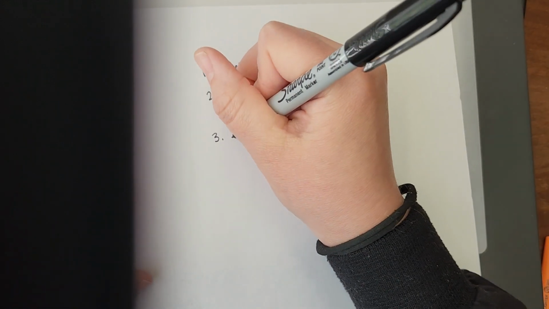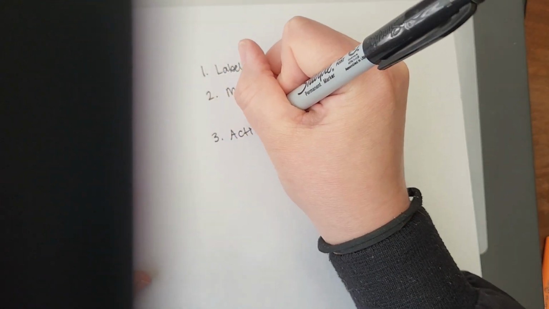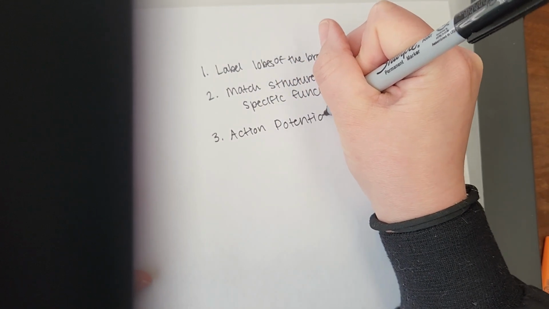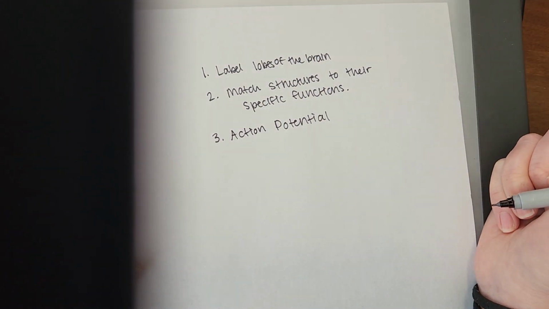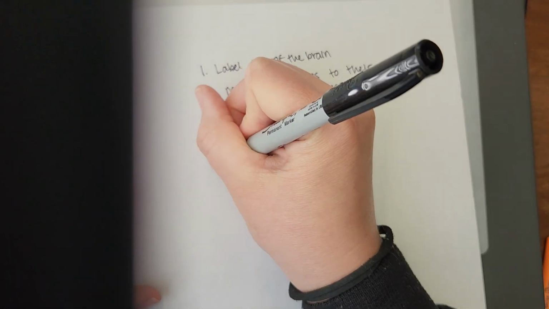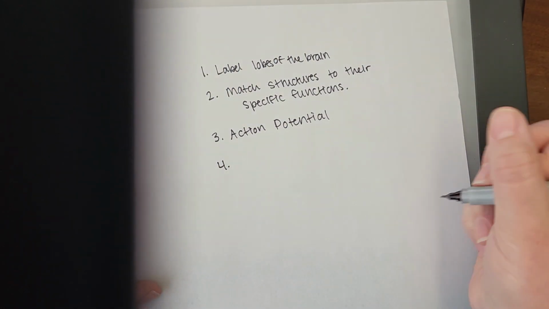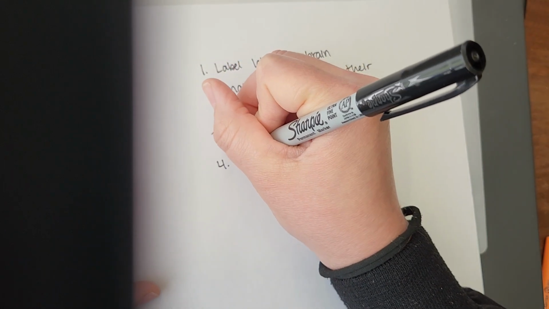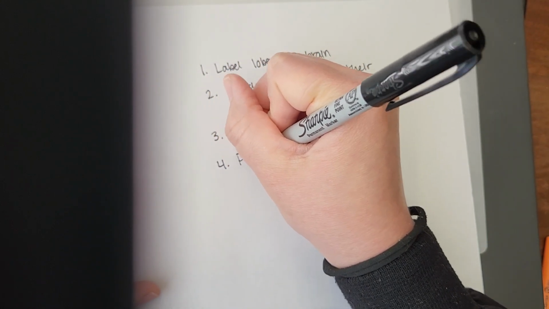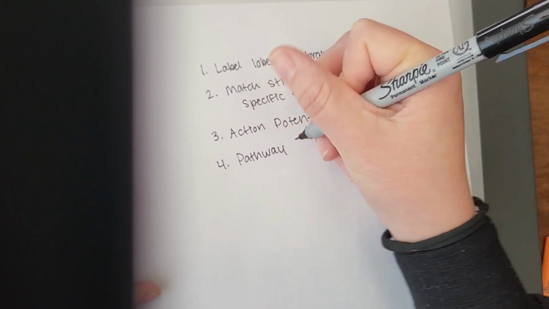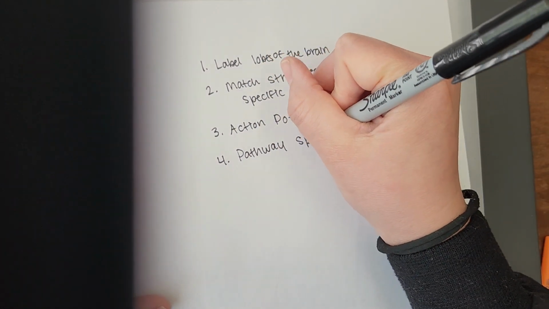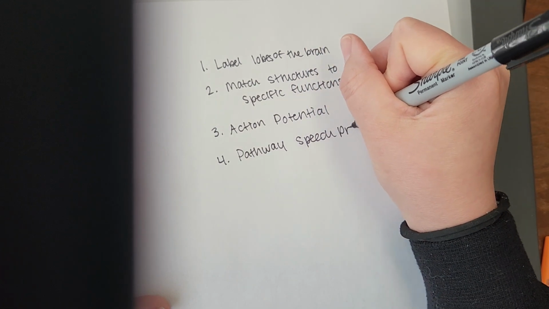I want you to understand the action potential of a neuron and be able to explain that and put the steps in order. And then I want you to briefly be able to talk about the pathway that goes through the brain for speech production.